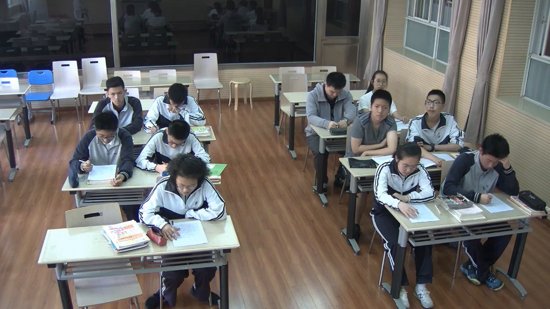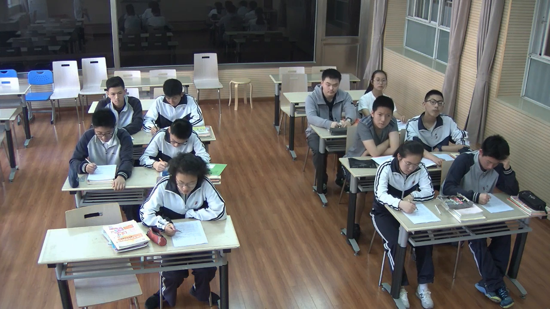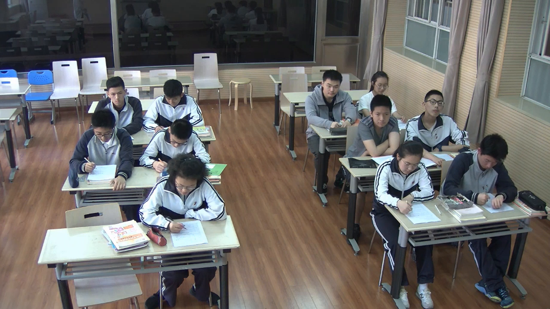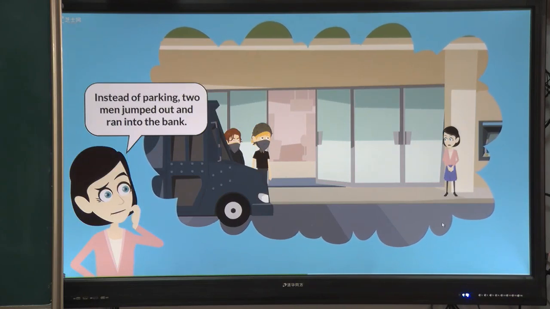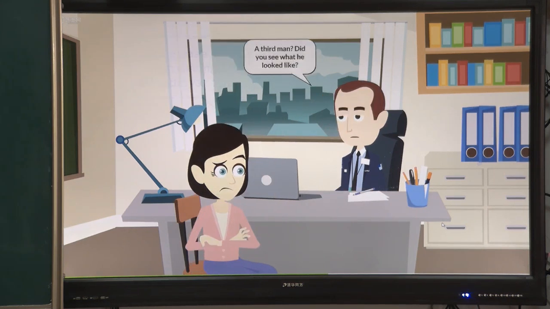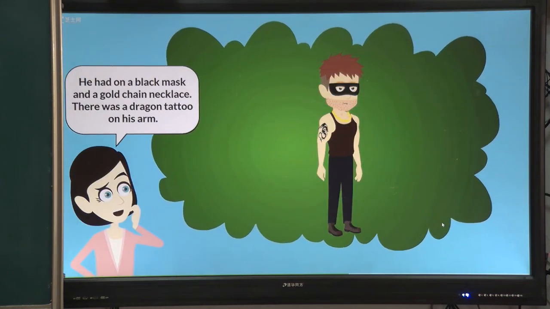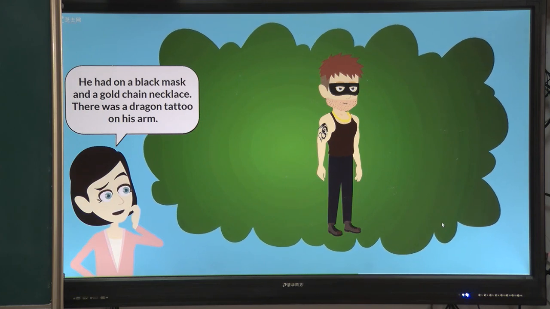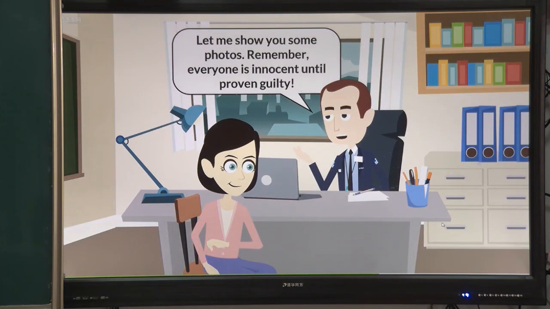Were you inside when the robbers broke into the bank? No, I was outside. I saw them drive up in a black van. Instead of parking, two men jumped out and ran into the bank. There was a third man waiting to drive the van away. A third man? Did you see what he looked like? He had on a black mask and a gold chain necklace. There was a dragon tattoo on his arm. Let me show you some photos. Remember, everyone is innocent until proven guilty.